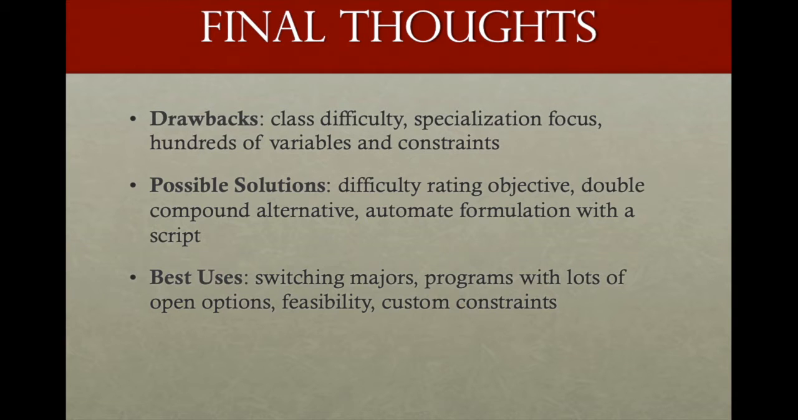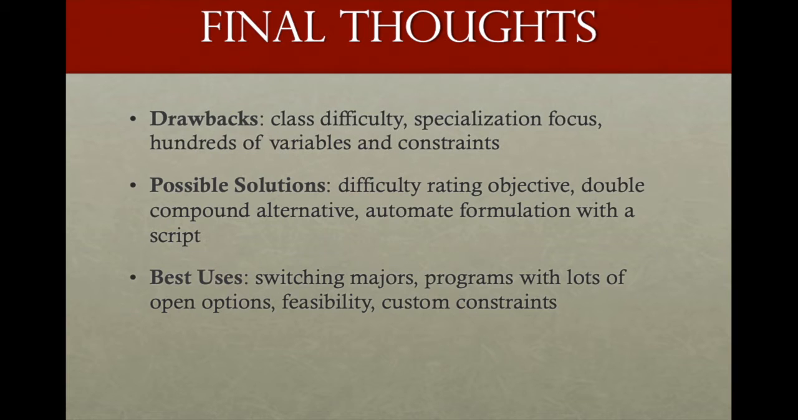Okay, now some final thoughts. Now there are some drawbacks to this method. This method doesn't take into account class difficulty and is likely to give you a semester or two just full of hard classes that you would never want to schedule yourself. Also, it doesn't really care about your specialization focus. So if you wanted to be in, let's say, the machine intelligence focus in the computational specialization, it doesn't really care about that. It's just going to take whichever classes in this specialization fulfill the credits the easiest.